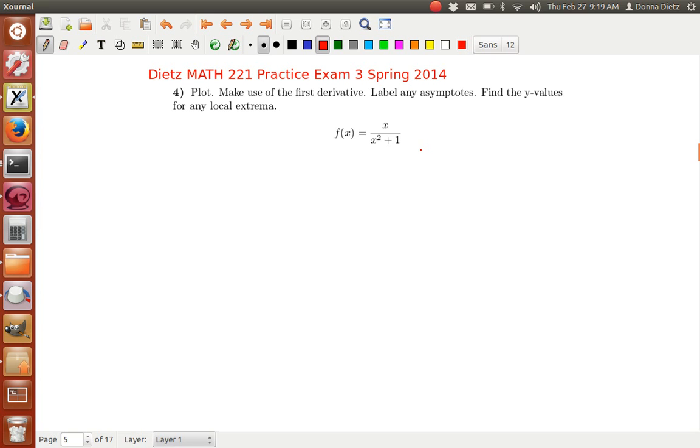First of all, I want you to note that the numerator, the sign always matches x. So when x is 0, f is 0. When x is positive, f is positive. When x is negative, then f is negative, because the denominator is always positive. Okay, so that's the first thing.